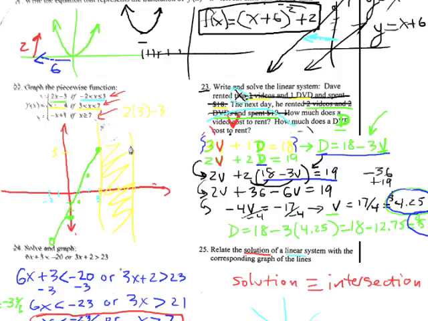Well, that's just a horizontal line. Let me do it in cyan. y is equal to 4. That's just like this. Open dot or closed dot? Well, it's a closed dot. Okay? So now what about this point right here?